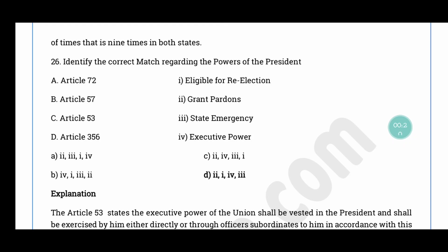Article 72, Article 57, Article 53 and Article 356. The correct answer is option D. Article 72, grant pardons. Article 57, eligible for re-election. Article 53, executive power. And Article 356, state emergency.